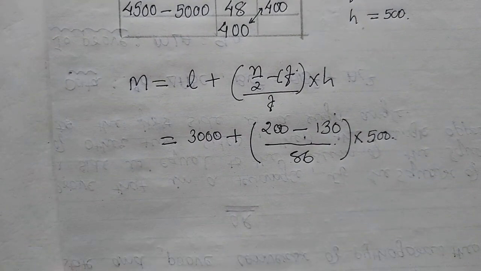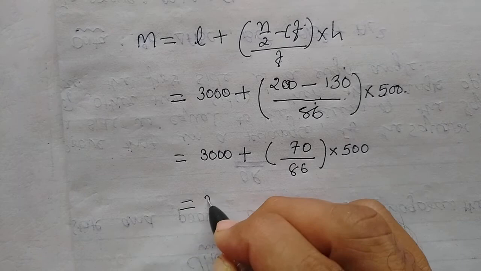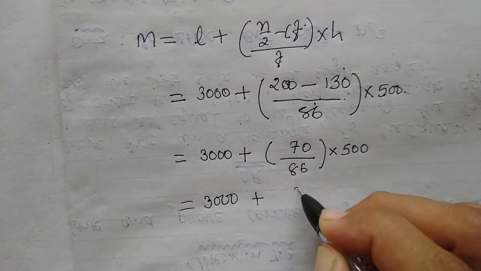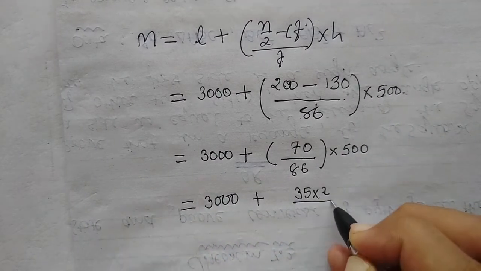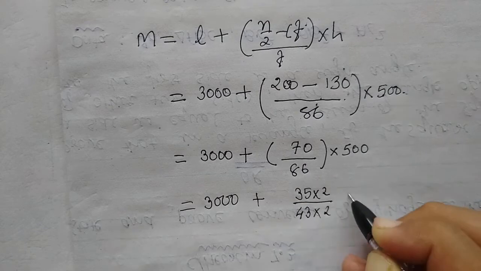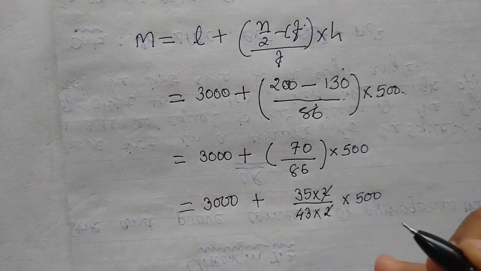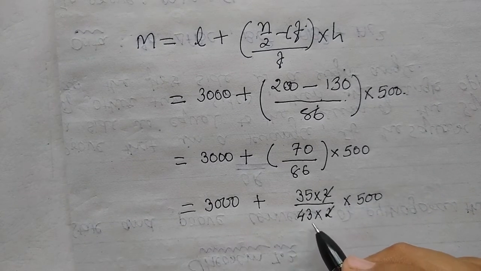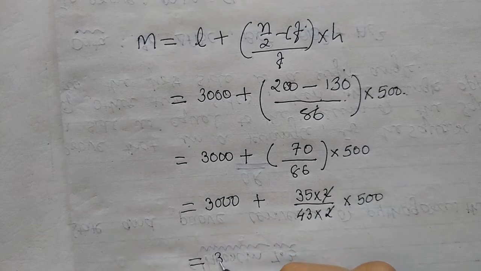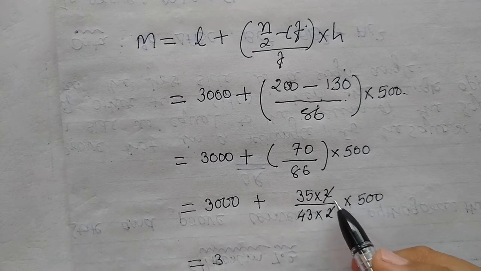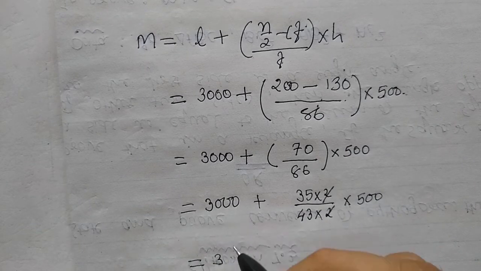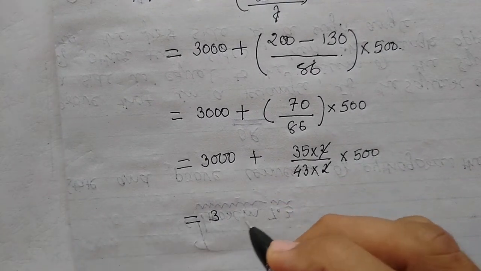Children, now here 300, this is 35 into 2. This is 43 into 2. 500, children. These two cancel. Now here is 43, children. Now you have to do division. No option, children. So do division on rough paper. Then add. You will get the final answer, children.